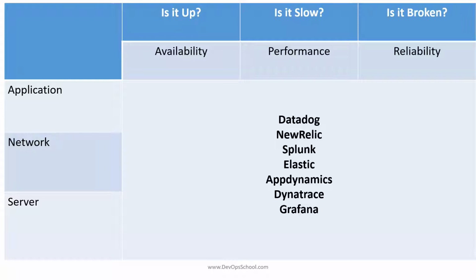Do you want application availability, whether you want to know is it up or not, or application performance or reliability? So availability means is it up, performance means is it slow, and reliability means is it broken. So you want to know about the application, network, and server. So these are the software which we have, which is offering you the solution.